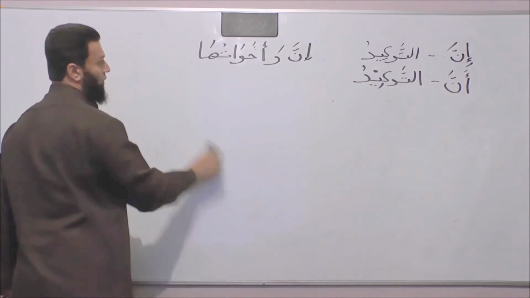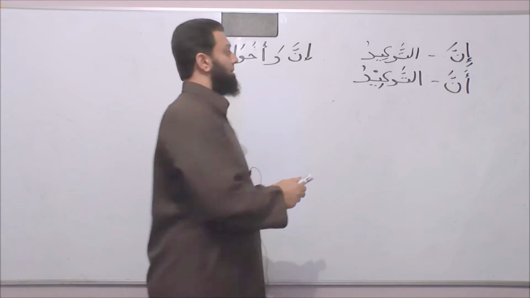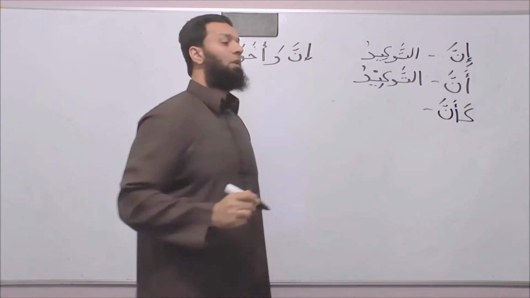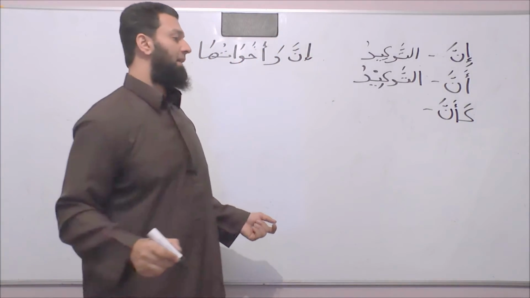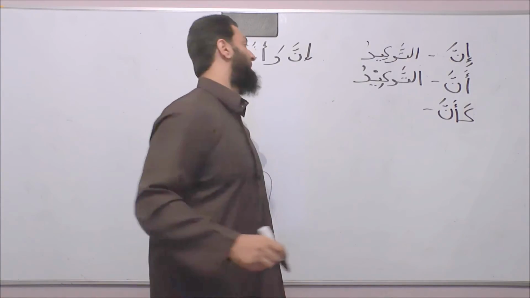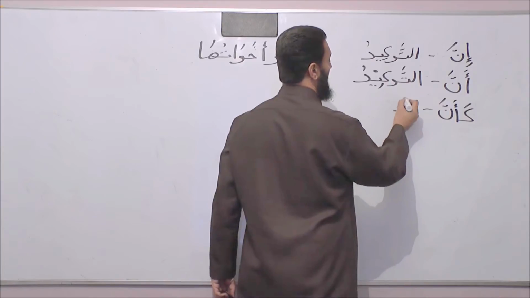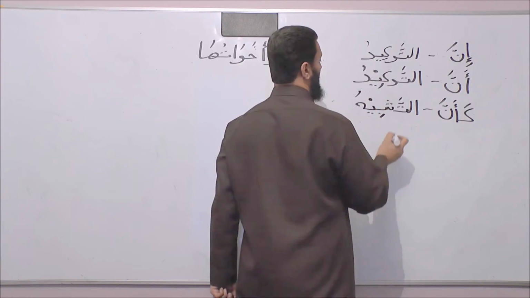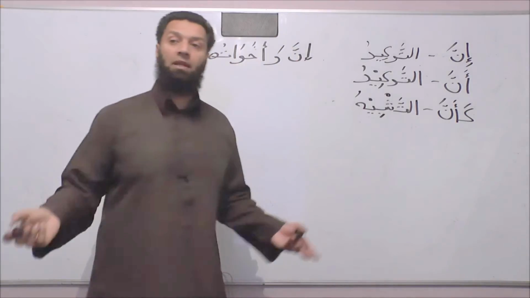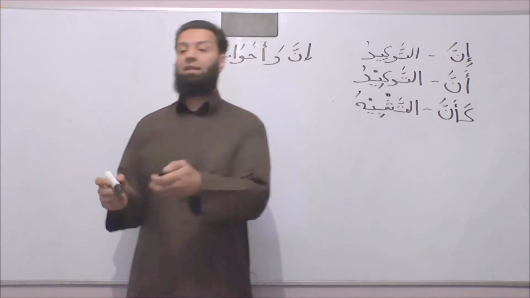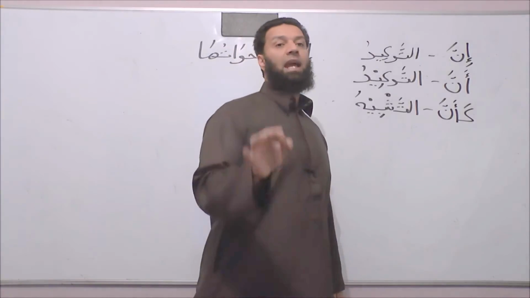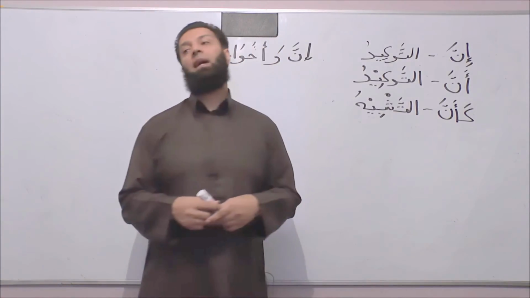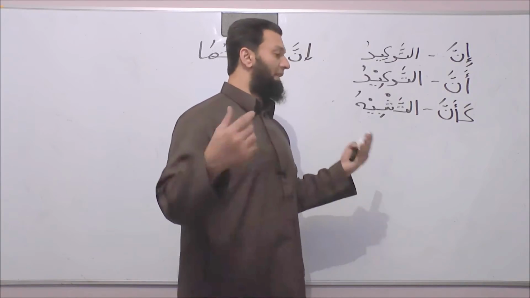The third one, therefore, is ka'anna. Ka'anna. What does ka'anna mean? We say that its meaning is of at-tashbih. What does at-tashbih mean? At-tashbih, it means resemblance. Because we said at the beginning, didn't we, that these al-hurufu are known as al-mushabbihu bil-fi'li. They resemble al-fi'l. So that's from the verb ashbaha. To resemble, or he resembled.